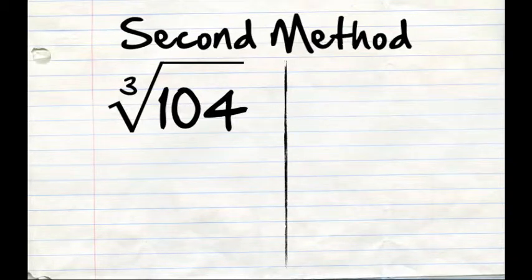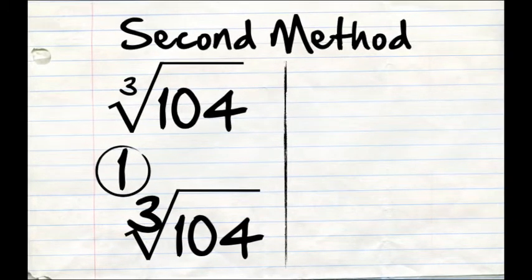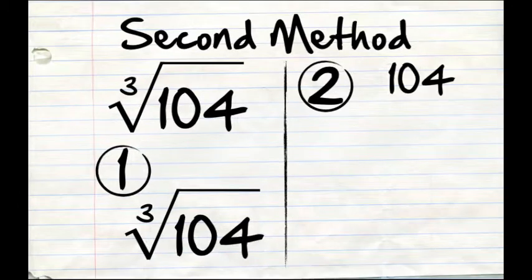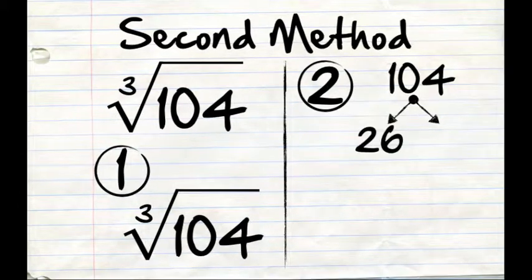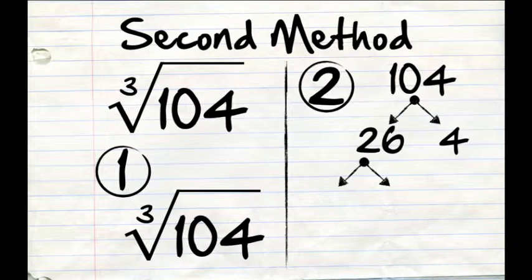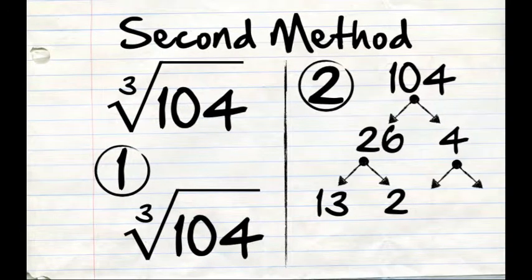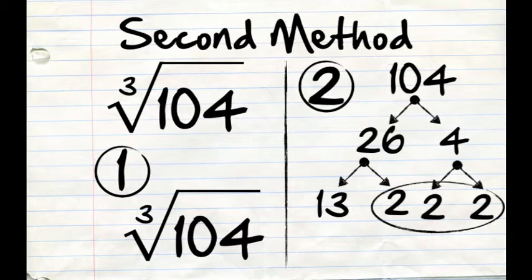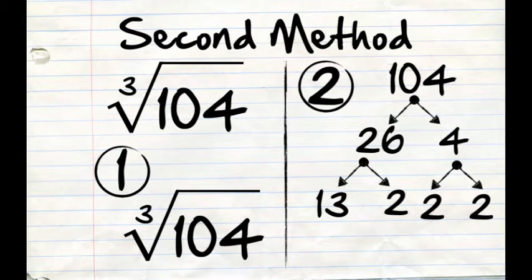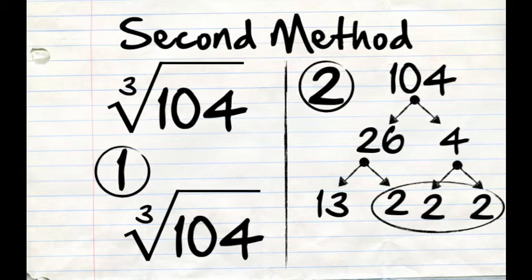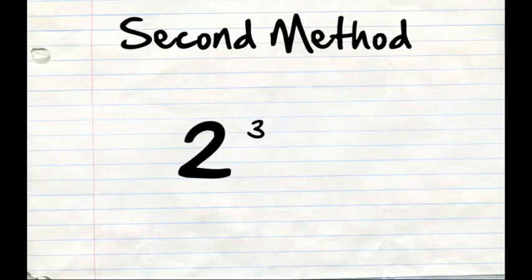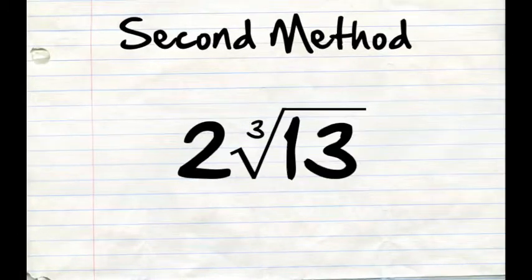For the second method, we have to take note of the index, which is 3. We now need to factor out 104 into 26 and 4. 26 can still be factored out to 13 and 2, and 4 into 2 and 2. From factoring the radicand out, we are able to get 3 similar factors. The similar factors will be written outside the radical sign, and the other factors will be written inside, which will give us the same answer as with the first method.